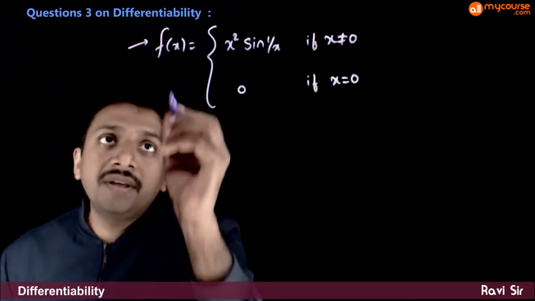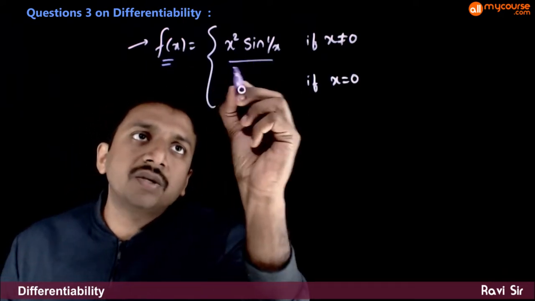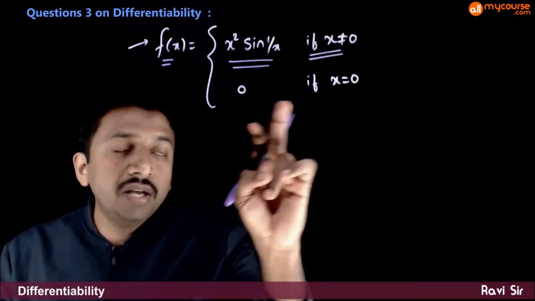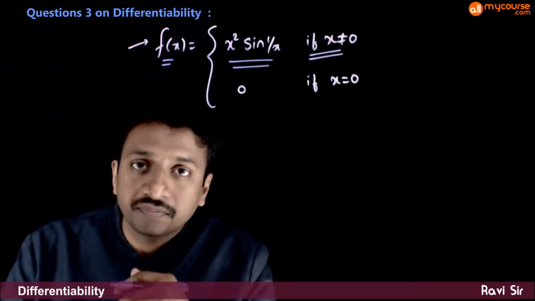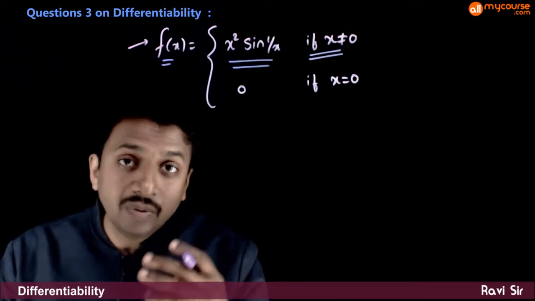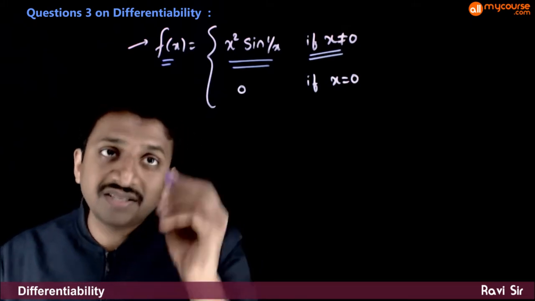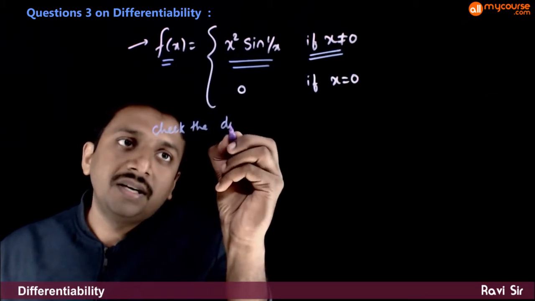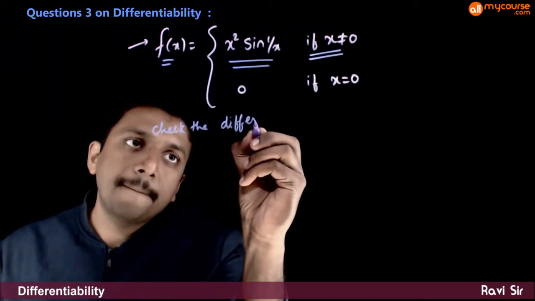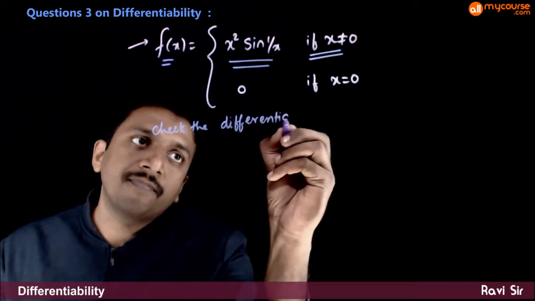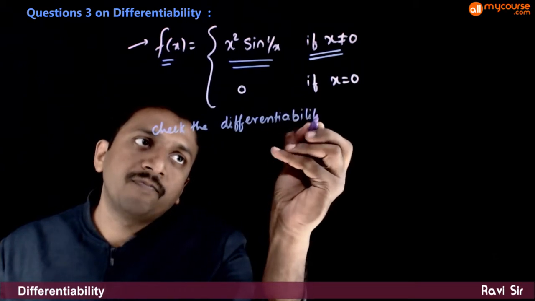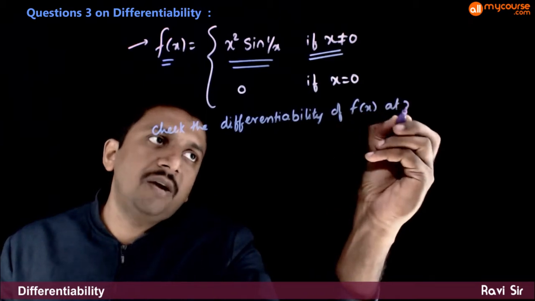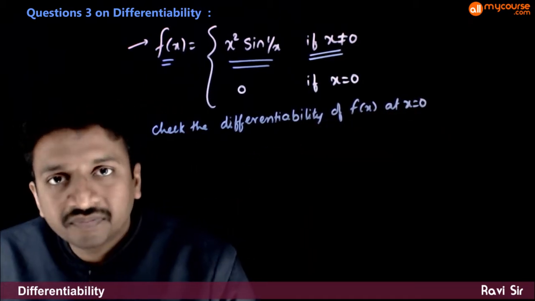In this question, you're given that f(x) is equal to x square sine 1 by x if x is not equal to 0, and 0 if x is equal to 0. Now you're asked to check the differentiability of f(x) at x is equal to 0.